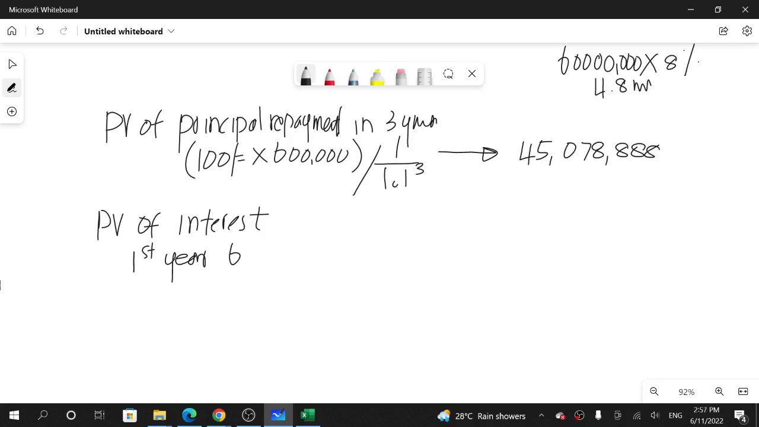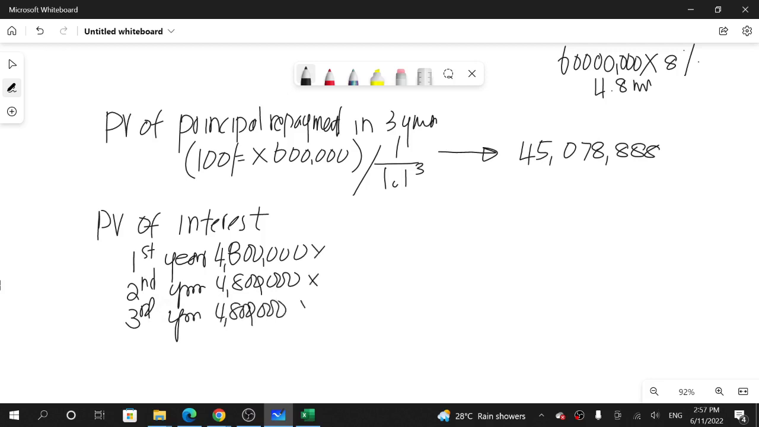So in the first year you are getting 4.8 million. Second year you are getting interest of 4.8 million. And third year you are getting another 4.8 million. So you discount this by 1 divided by 1.1 to the power of 1, 1 divided by 1.1 to the power of 2, 1 divided by 1.1 to the power of 3. Then you can get the present value of these cash flows.